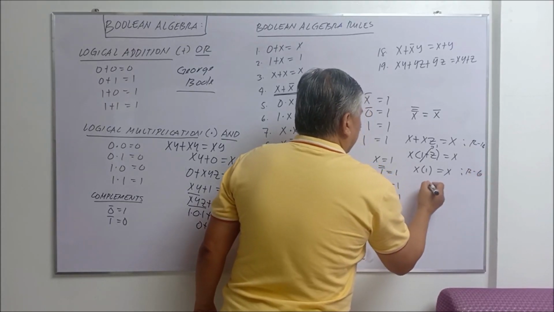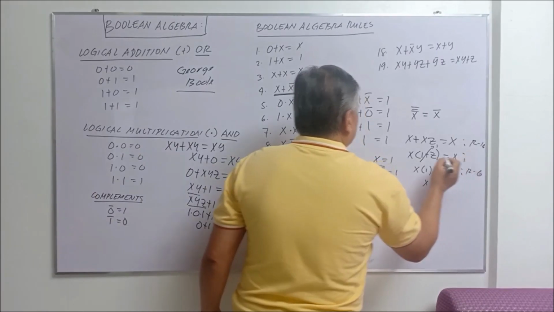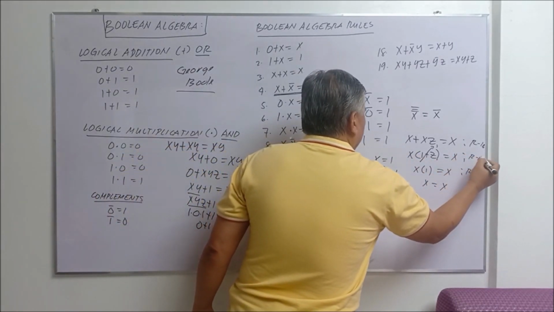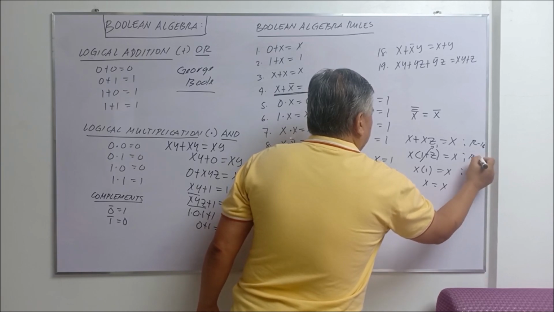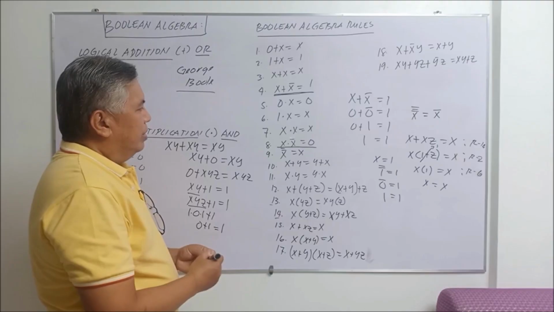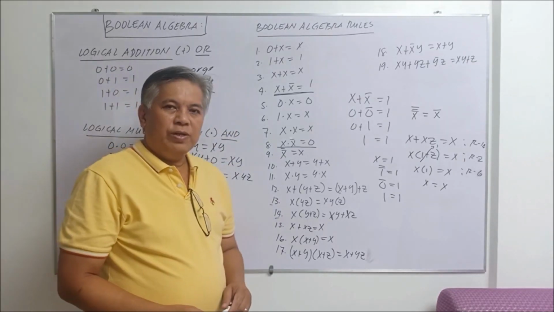So you have x is equal to x. Okay? So this one here is what? Rule number 2. Okay? So that's how to prove the rules, no? Especially rule number 15.